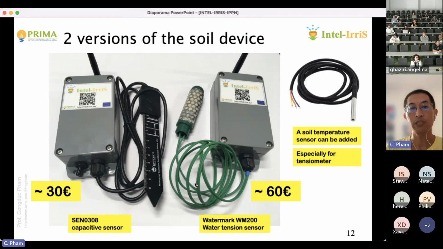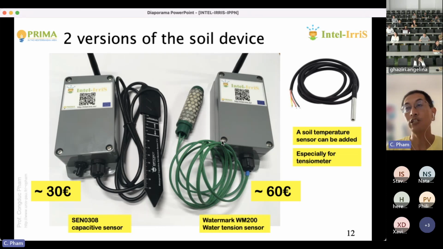We have 2 versions of the soil sensors. We try to keep the cost as low as possible. As you can see here, we have on the left a simple capacitive sensor, capacitive because of the technology. We are measuring the volumetric water content around the probe. So if the probe is placed close to the roots of the plant, then you can have a good interpretation of the state of the soil close to the roots. And then we have a more sophisticated tensiometer. We're not designing the sensors ourselves, but we're using the Watermark sensors from Irrometer.